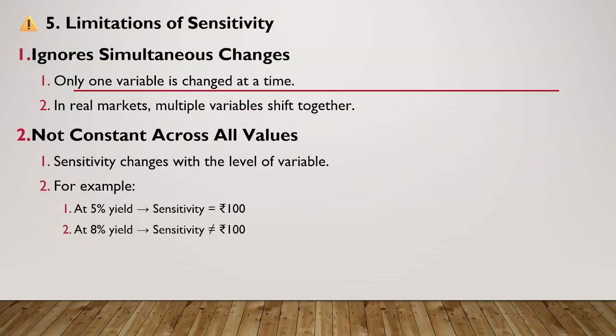But remember, sensitivity has limitations. Firstly, it assumes only one variable changes at a time. But in real markets, multiple parameters can shift simultaneously. Secondly, sensitivity is not constant. Let's say a bond's sensitivity is 100 Indian rupees when yield is at 5%. If the yield goes up to 8%, that sensitivity will not remain at 100 Indian rupees. So, it's an approximate measure, helpful, but not perfect.